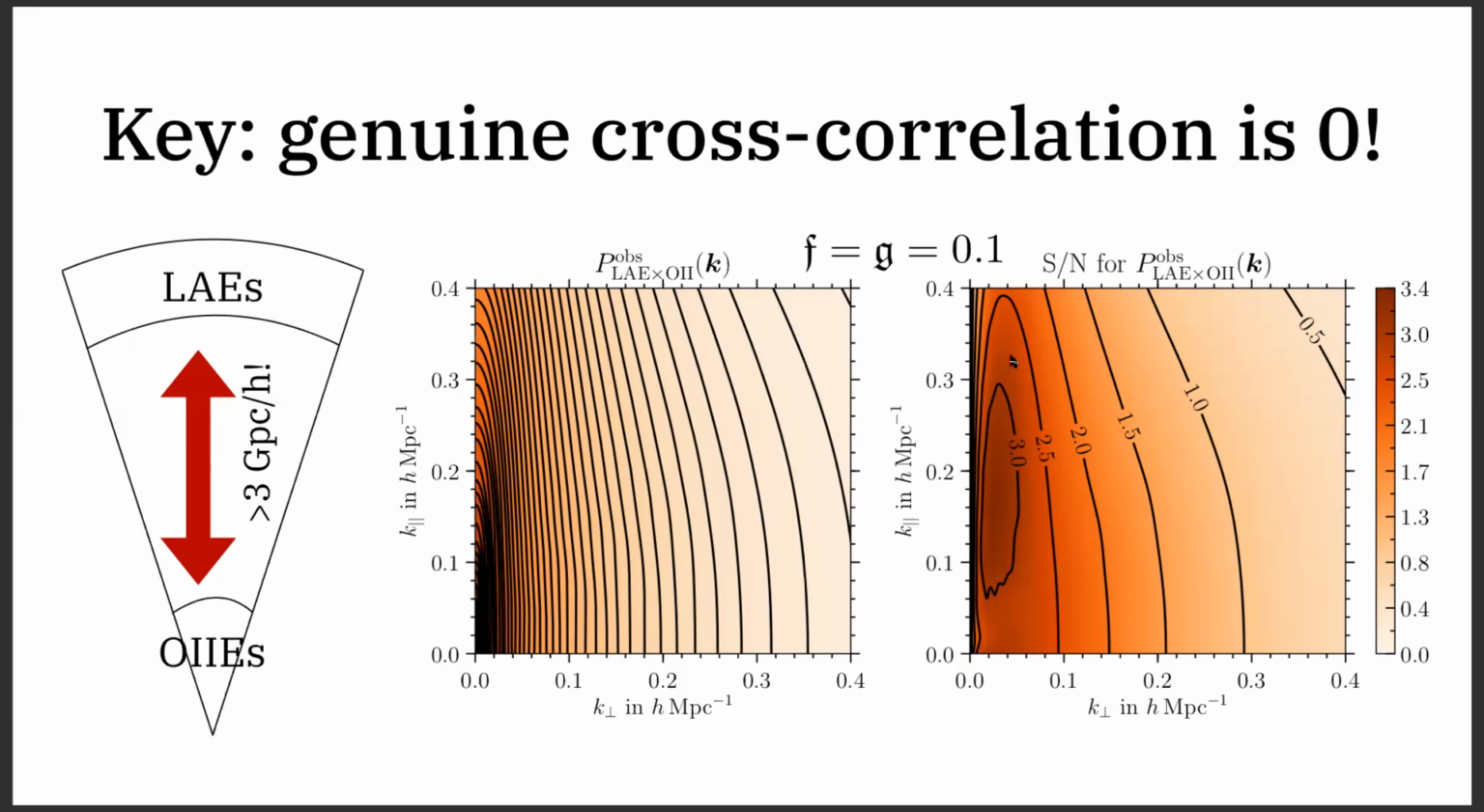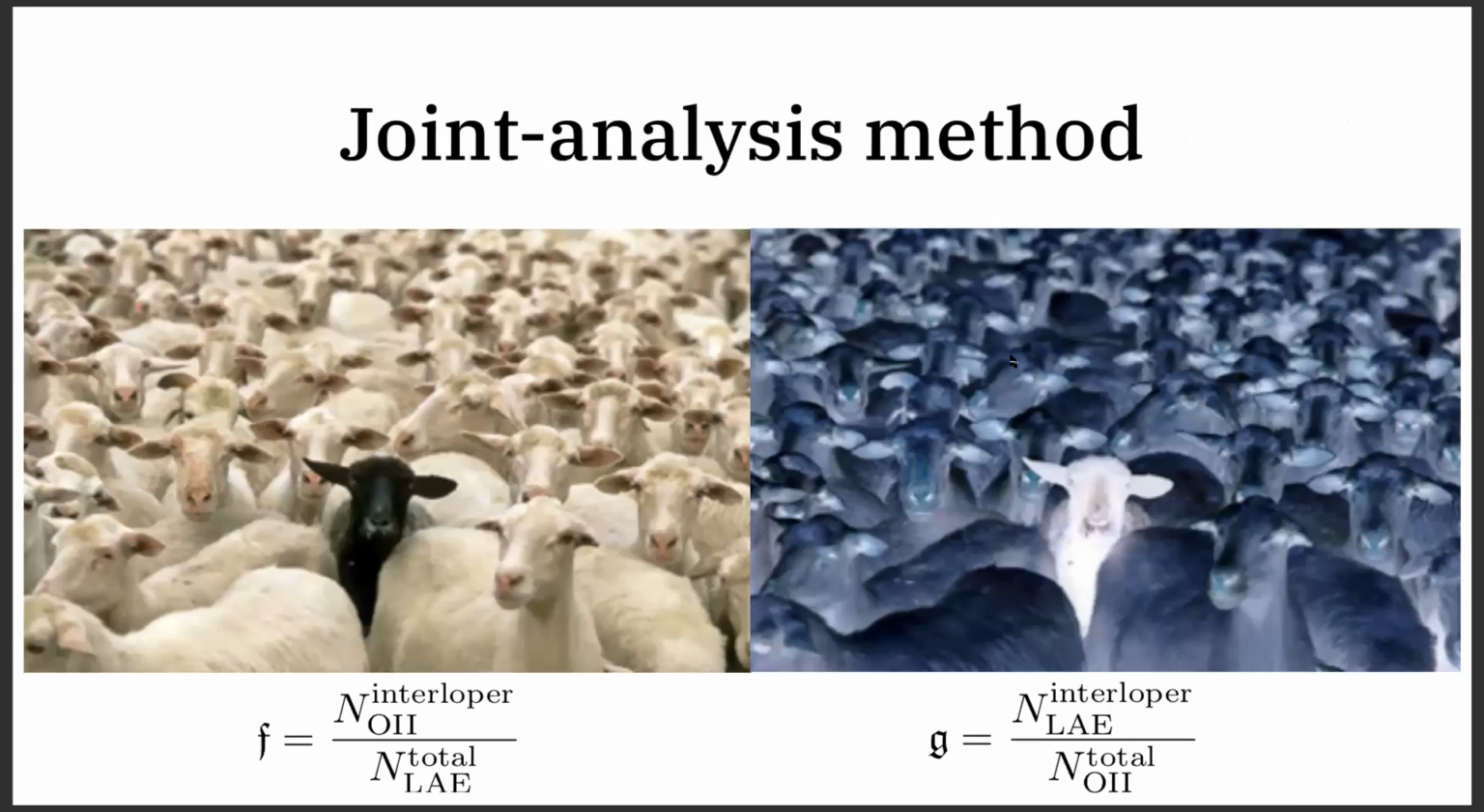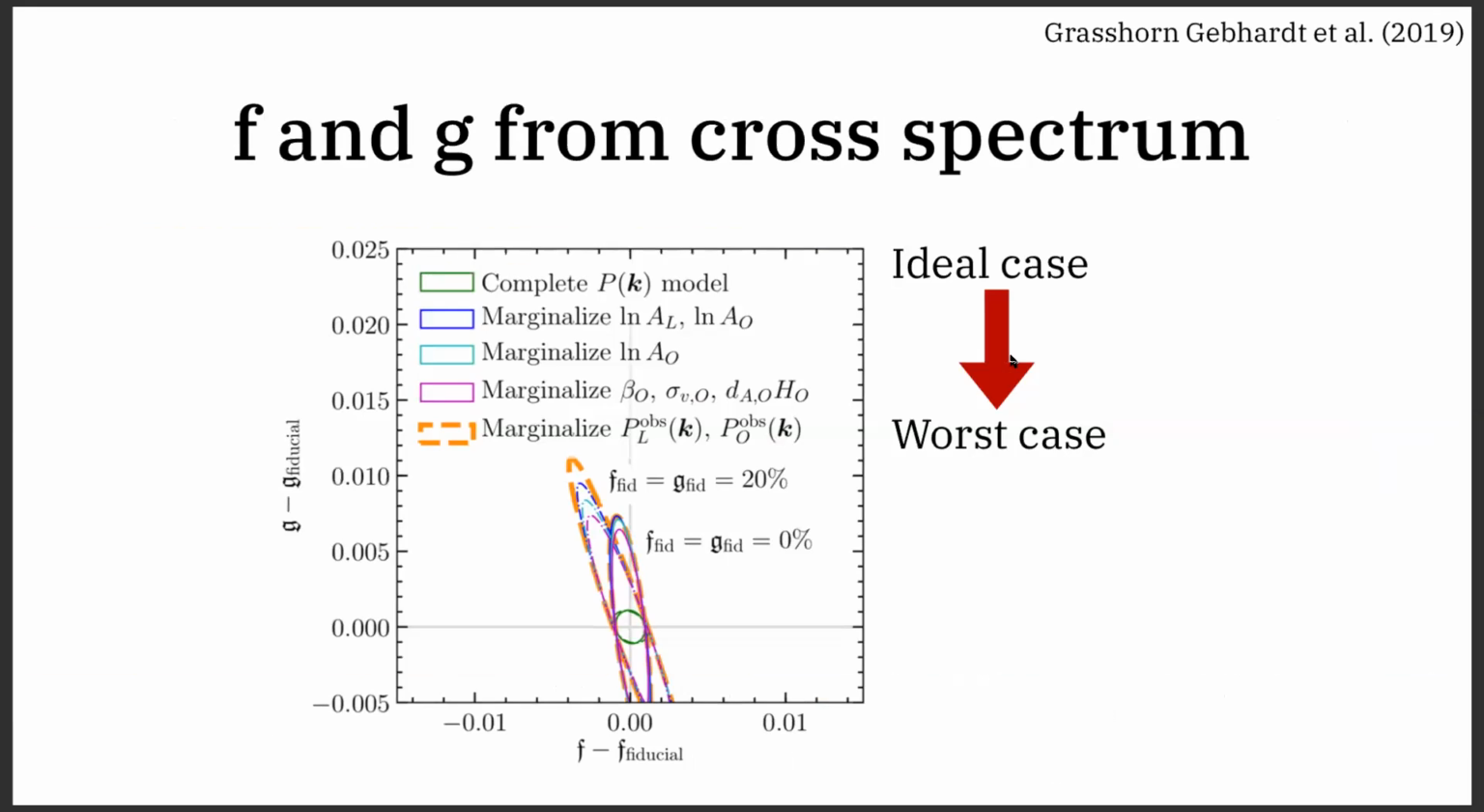Then Henry can figure out that we can measure this contamination fraction, and then by doing the joint analysis, we put the observed Lyman alpha emitter, observed oxygen emitter, and then we do the big analysis, including everything, including the cross correlation. Then we can actually measure this contamination fraction f and g. The g here is Lyman alpha emitters contaminating oxygen emitters.